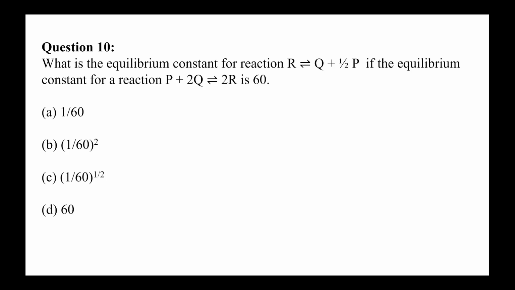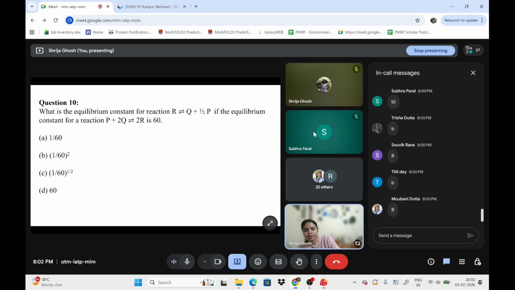What is the equilibrium constant for the reaction R goes to Q plus half P, if the equilibrium constant for the reaction P plus 2Q goes to 2R is 60? So the equilibrium constant for this reaction is given. You have to find the equilibrium constant of this reaction where R is making Q plus half P. If anyone is able to solve it, write your answers in the chat box.